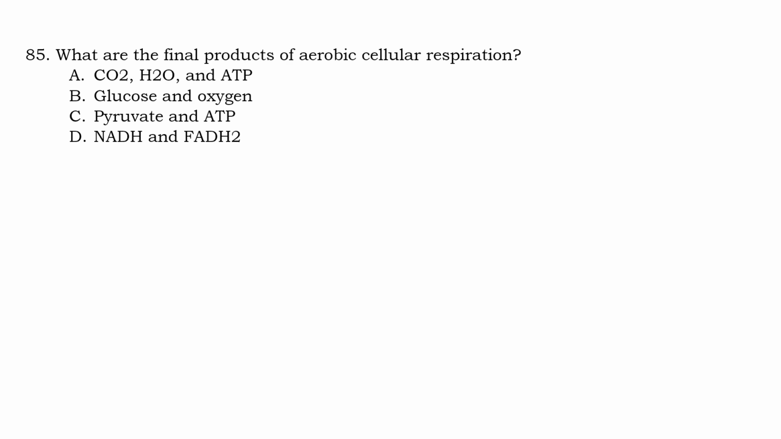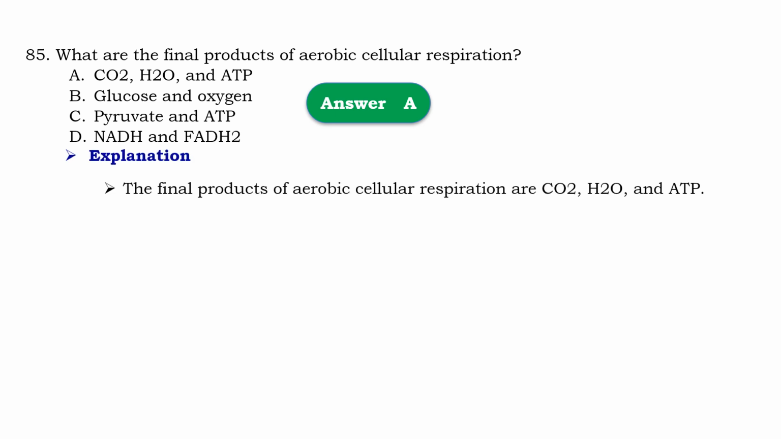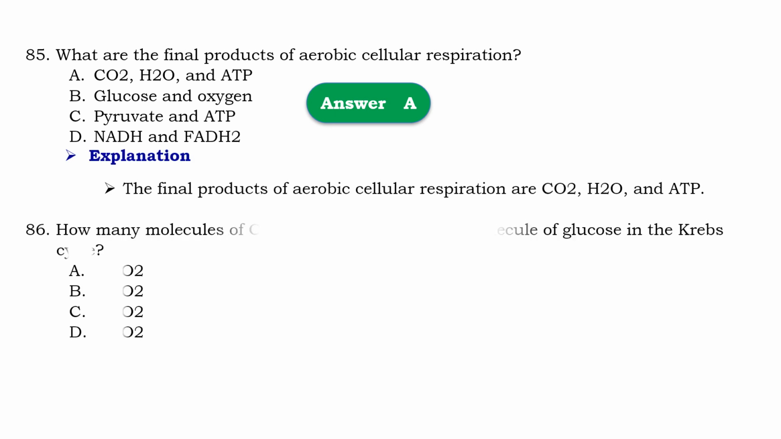Question number 85. What are the final products of aerobic cellular respiration? So that should be A, carbon dioxide, water and ATP. Means that the final products of aerobic cellular respiration are carbon dioxide, water and ATP.